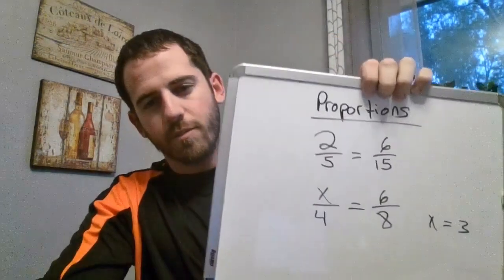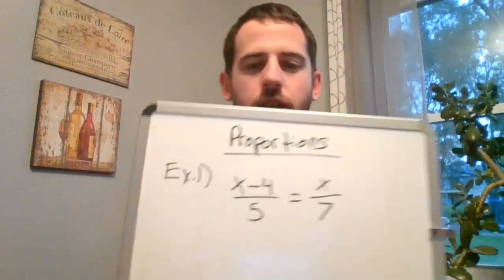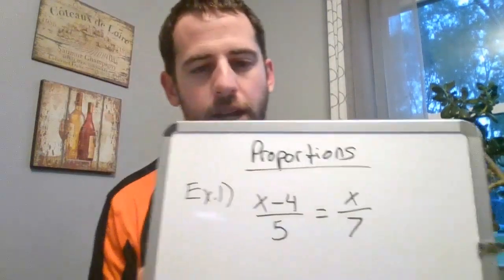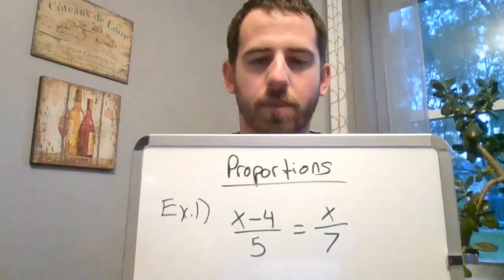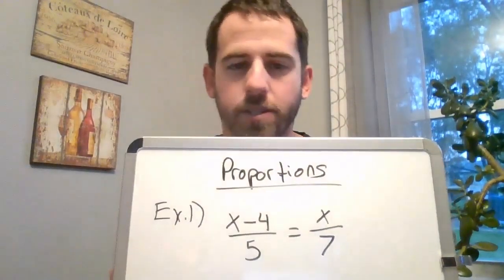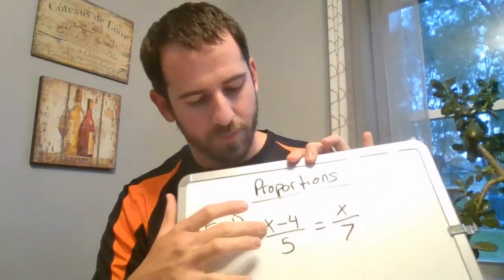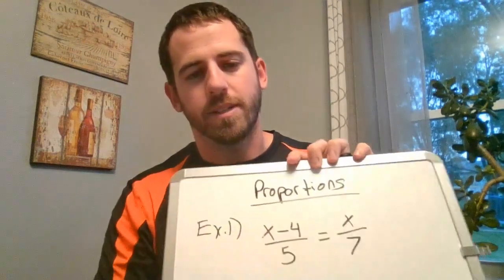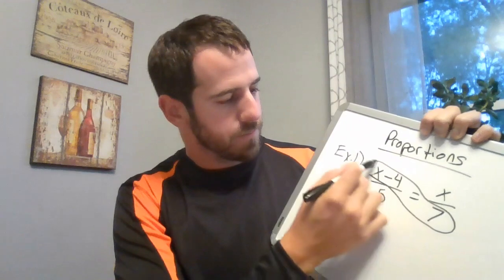Okay, so we're gonna do two examples, one easy, one a little bit difficult. So let's do it. Example 1, we have x minus 4 divided by 5 equals x/7. Some people refer to this as the butterfly method. I call it cross multiplying because that's what it is. What that means is I'm going to take the top on the left and multiply it to the bottom on the right, and the bottom on the right, and multiply it to the top on the left. So I'm going to draw the butterfly thing.